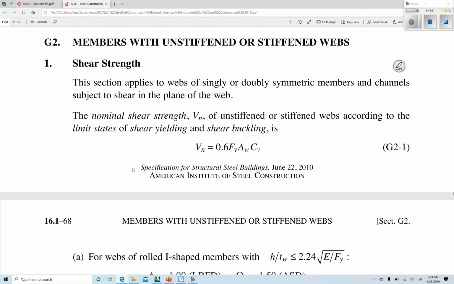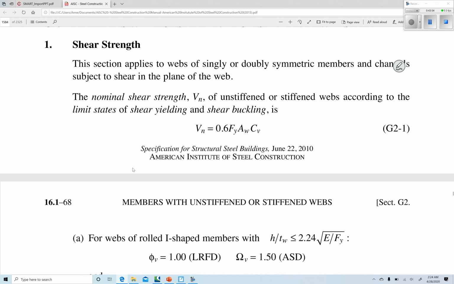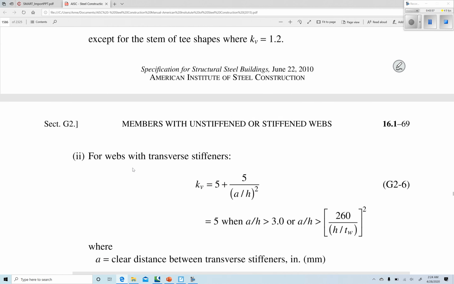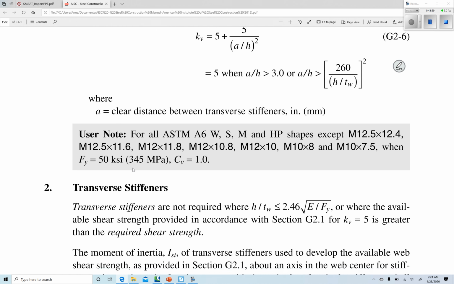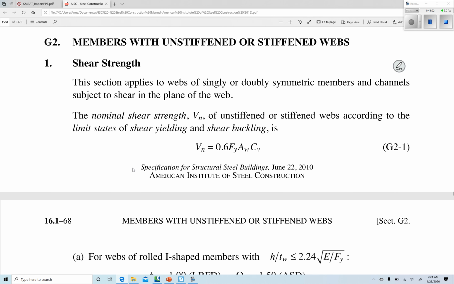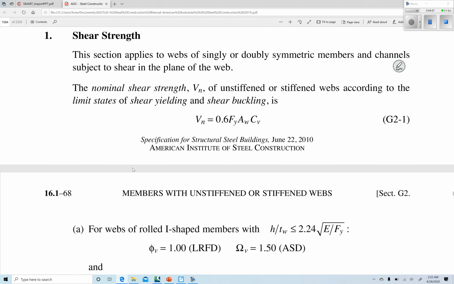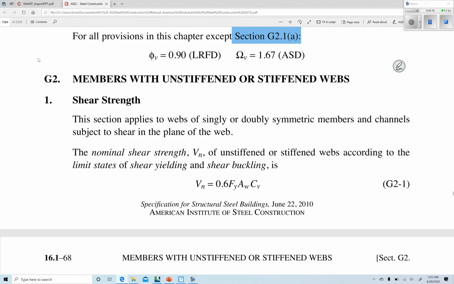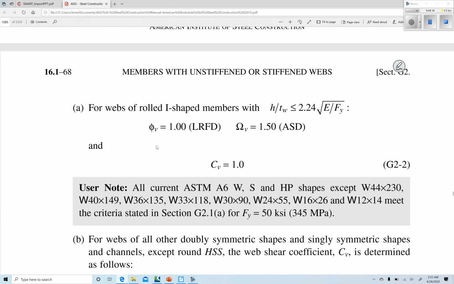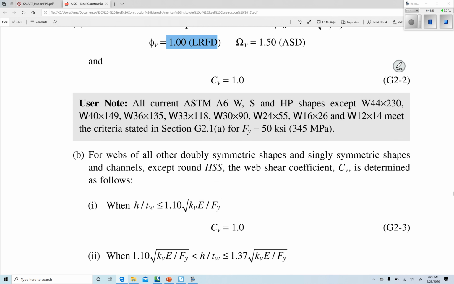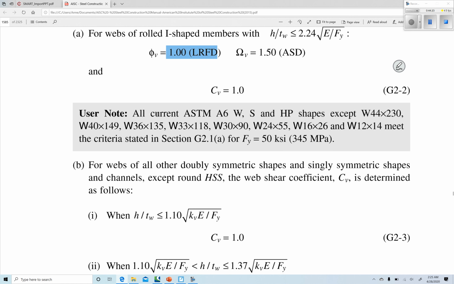So we're doing members with unstiffened or stiffened webs, and G2.1 is, oh, it doesn't even say it. This is why I have the wrong PDF. It's supposed to say, if you look in your manual, shear strength of webs without tension field action, with a phi factor of 1. So I'm assuming I'm not going to have tension field action to help my design.